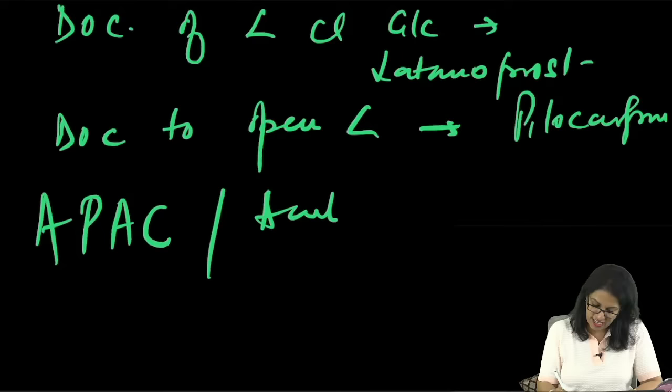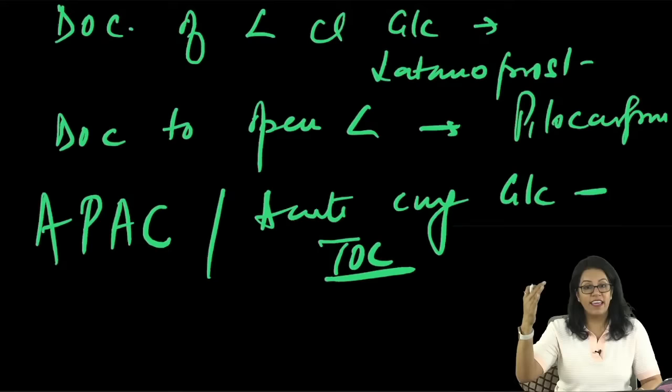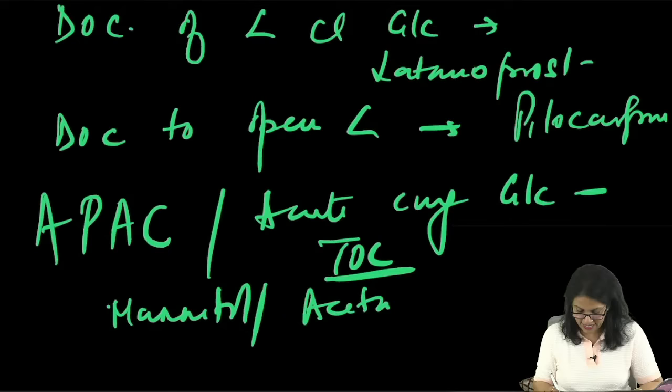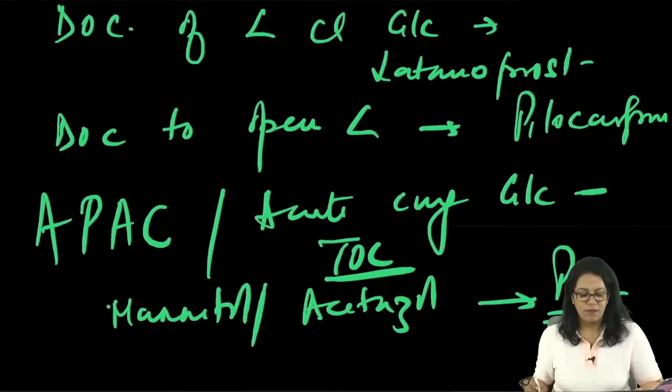So, what is the treatment of choice? We have to remember pressures are very high. Because of that, there is iris ischemia. Iris will not react to any drug. Pilo do, kuch bhi do. So, you have to first decrease the pressure. We start either mannitol or we give acetazolamide. And after that, we will then shift to pilocarpine. Of course, we will give pilo to open the angle. But our drug of choice in this stage will be to first decrease the pressure.